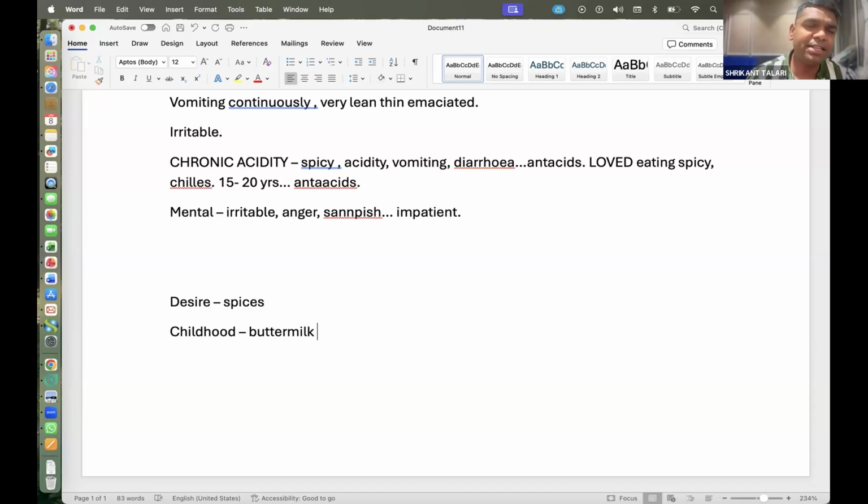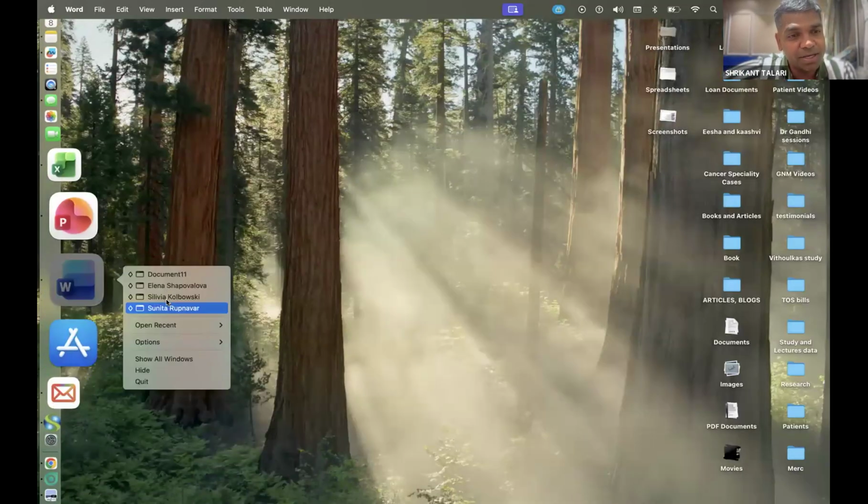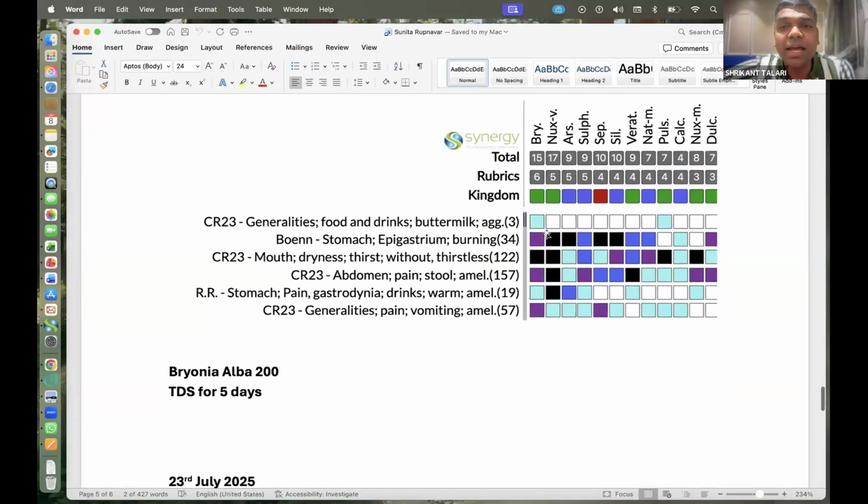So I gave the greatest importance to buttermilk aversion. I said whatever remedy I choose, it has to first have aggravation from buttermilk, not aversion. Aggravation from buttermilk, and then it should have desire for spices, and then it should have burning pain in abdomen, which is better by warmth, and then it should have vomiting, burning, etc. So then I repertorized the whole symptoms in this chronology. I will show you the repertory sheet now.